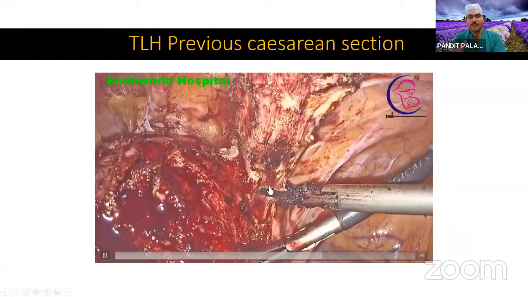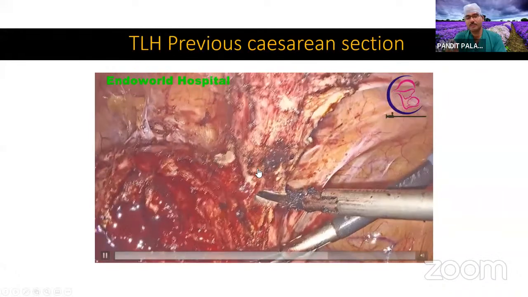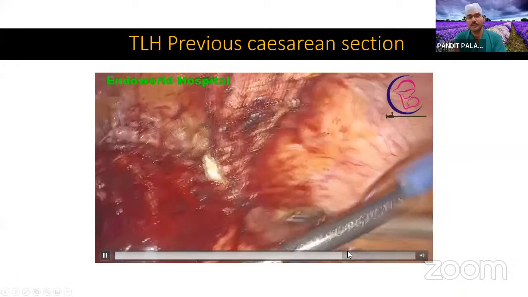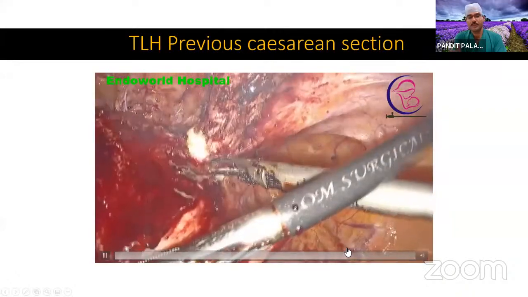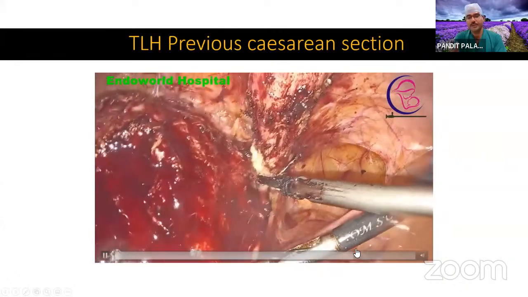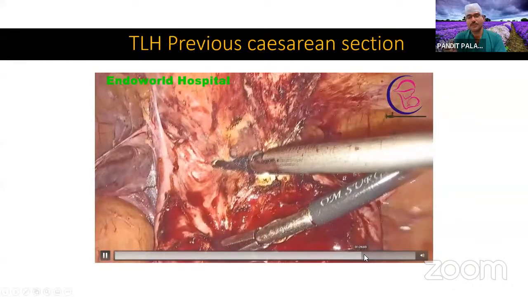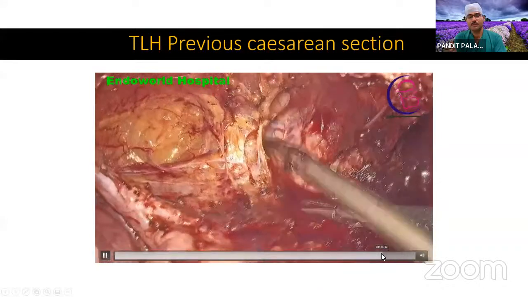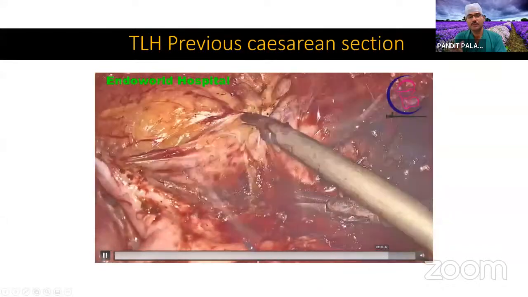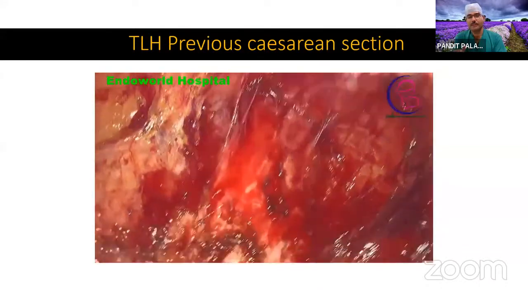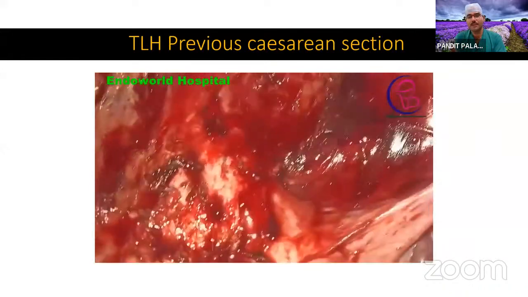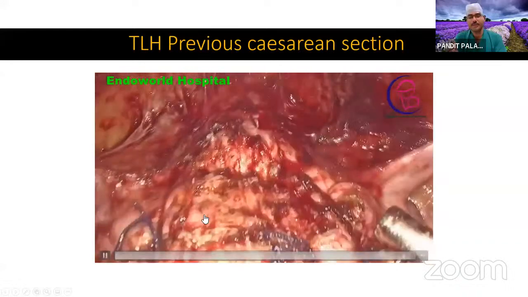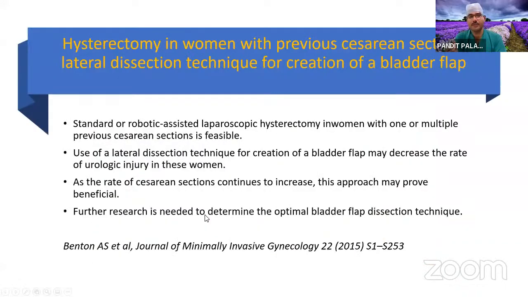Here you can see the same principle is followed. The bladder is tackled from the lateral technique. Try to do the dissection just anterior to the round ligament, and usually the bladder goes down. So the bladder was more adherent at the upper plane, and at the lower plane, the bladder is less adherent. And once the complete dissection is done, rest of the hysterectomy is done in the usual way.